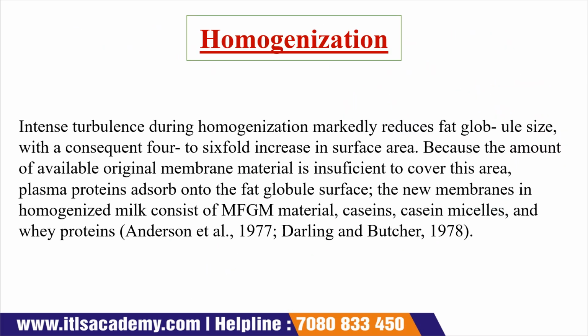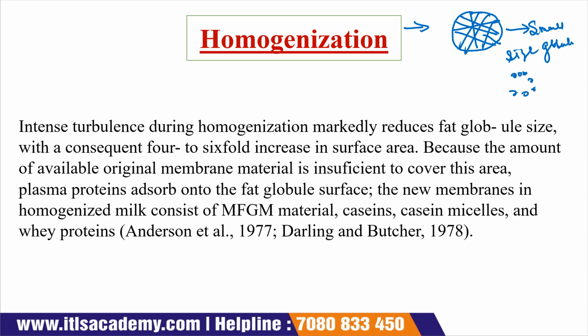The first step is homogenization. Homogenization simply means reducing the fat globule size. Suppose this is the size of the fat globule. During homogenization, these fat globules are divided into small size globules, like this, which increases the surface area. This is called homogenization.